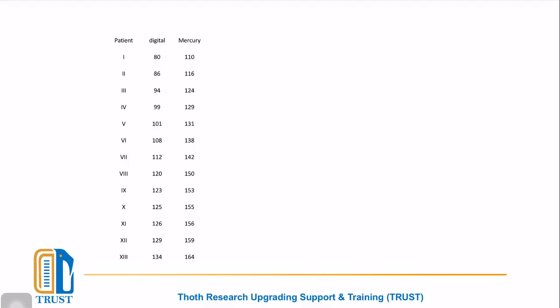As seen in the table, it is quite clear that the digital instrument gives a lower reading than the classic one, and that this difference is systematic, being noticed in almost all readings.